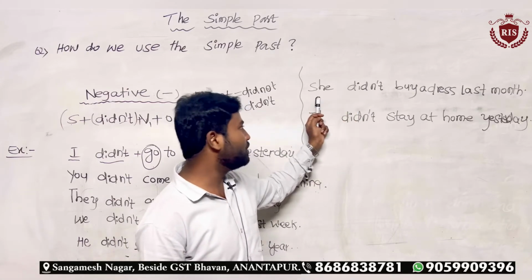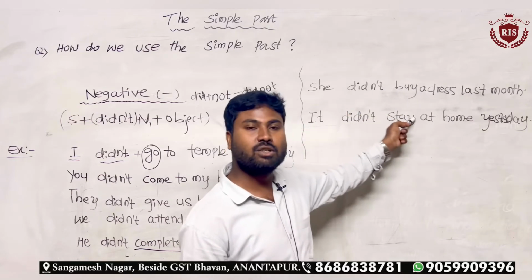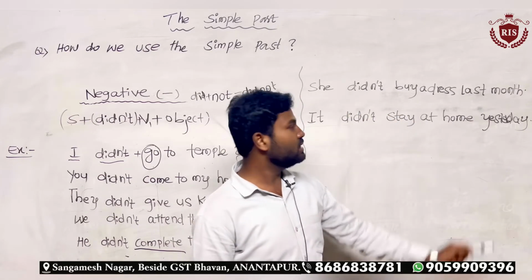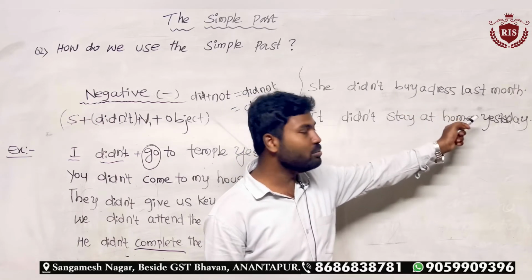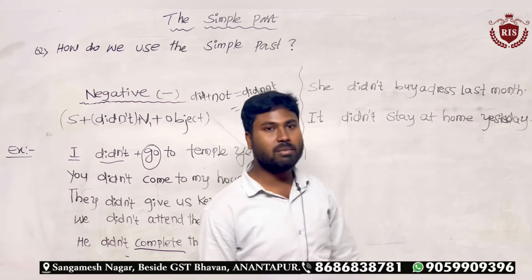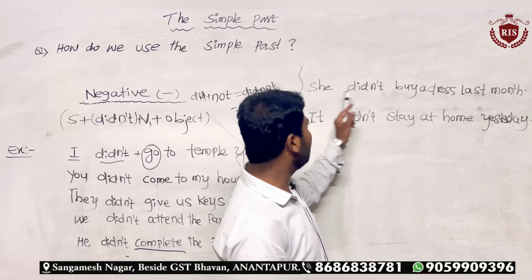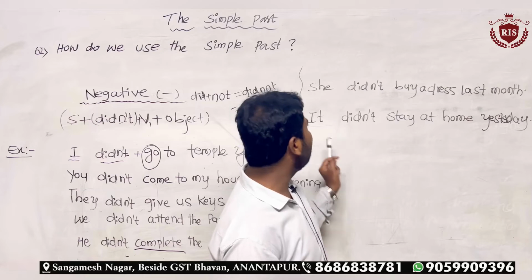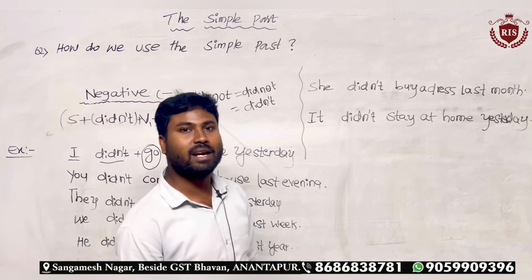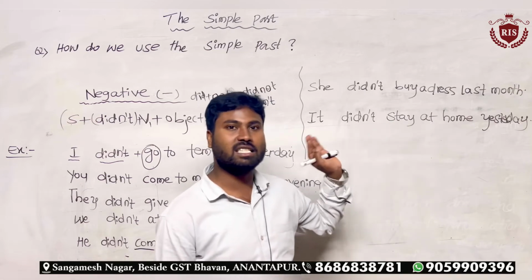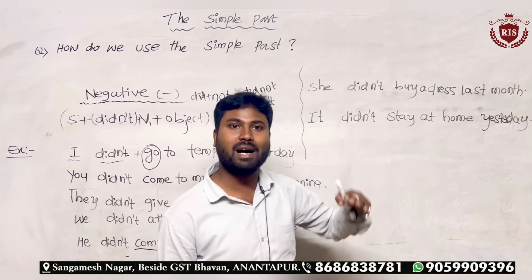Okay, even for the pronoun she. After didn't, what should be there? There should be the infinitive form of the verb. Yes, it is here. Buy is the V1, then the object, and in the end, last month is the keyword in the sentence, right? So what is the example? She didn't buy a dress last month. She didn't buy a dress last month. That is the example, and it is a negative sentence in the simple past.